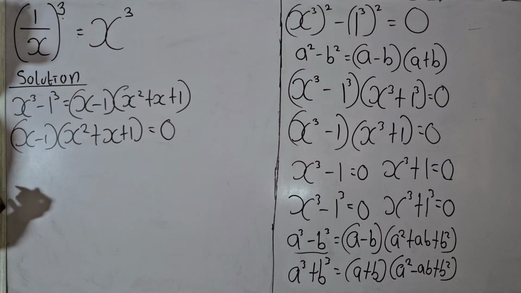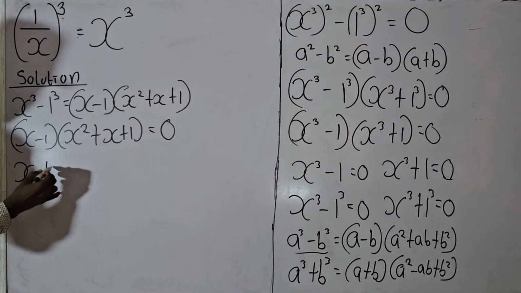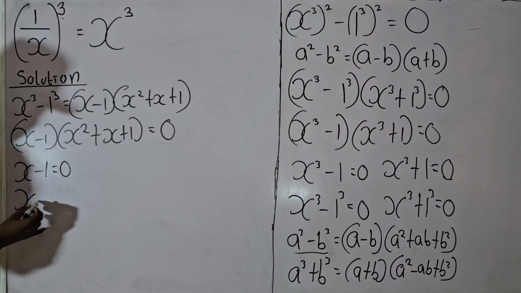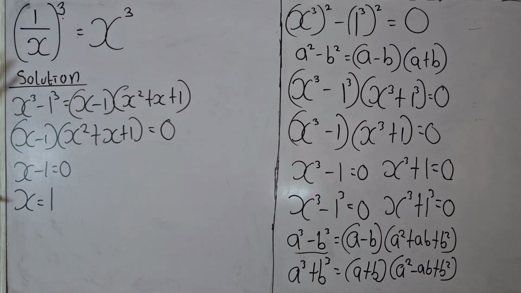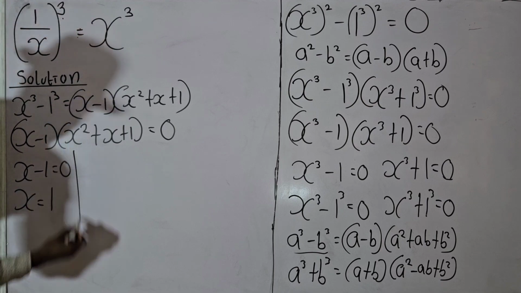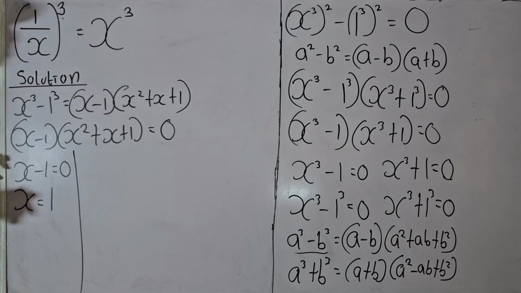Okay, let's solve for the value of x. x minus 1 will be equal to 0. So here x will be equal to what? 1. This is the first value of x. There are still 5 more values. Are you getting it? So let's solve for the value of x in this quadratic equation.